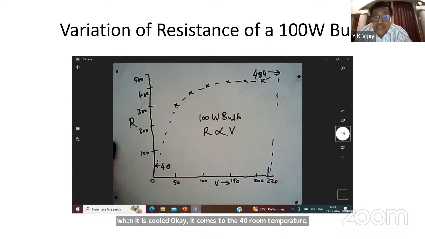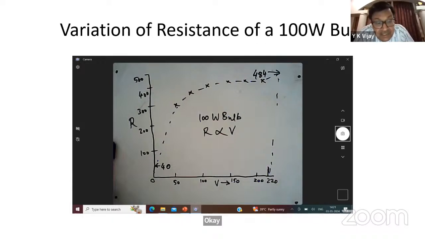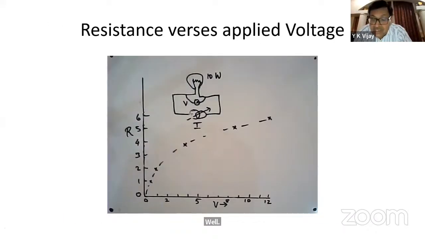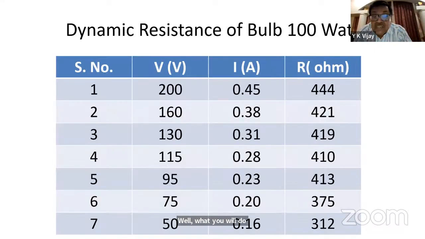So once that 220 volt value is achieved, I think I have some difficulty in understanding. How is it that there is no temperature increase beyond that point? Well, it is in equilibrium with the surroundings.